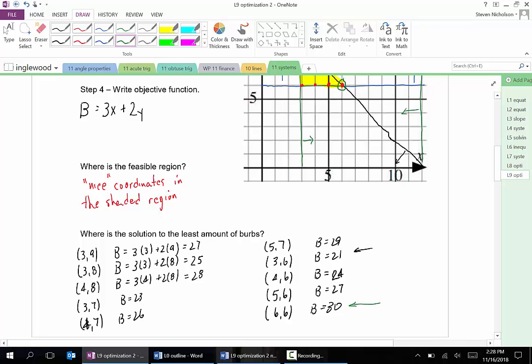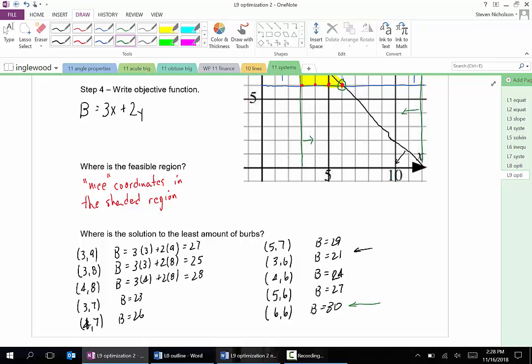So again, we've talked about the inequalities. We know how to graph inequalities. We talked about the objective function. It's a little bit tricky to figure out, but if you think common sense, we should be able to do it. And now we're talking about the feasible region, where the answers are going to be. And again, it depends on the kind of numbers that we figure out.